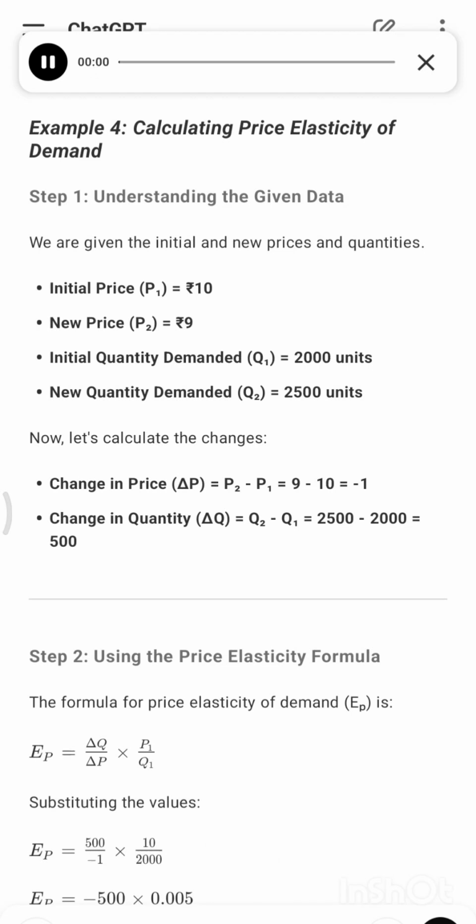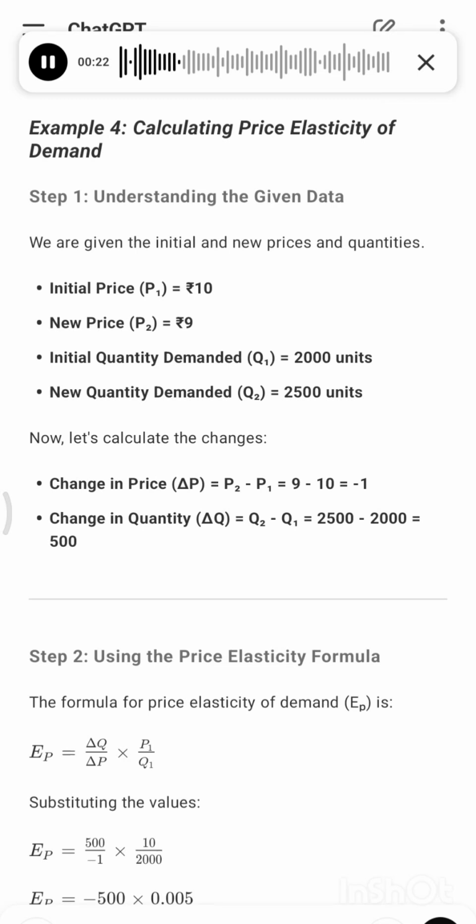Example 4. Calculating price elasticity of demand. Step 1. Understanding the given data. We are given the initial and new prices and quantities. Initial price P1 equals 10, new price P2 equals 9. Initial quantity demanded Q1 equals 2,000 units. New quantity demanded Q2 equals 2,500 units.